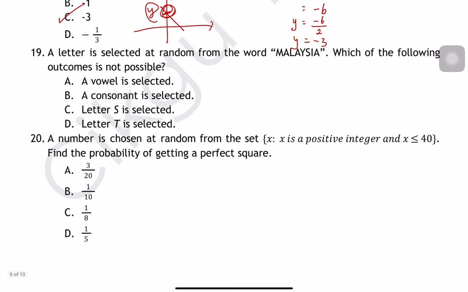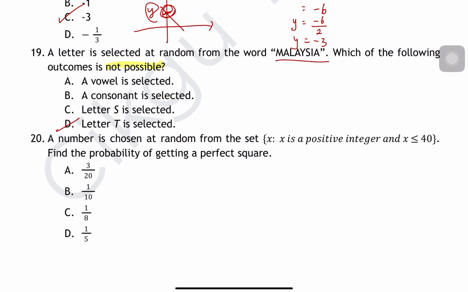Okay, for 19, a letter is selected at random from the word Malaysia. So you have all these alphabets inside your set. Which of the following outcomes is not possible? So this question is very direct to be answered. D is the answer. You can't find any letter T from the word Malaysia. So this is something which is not possible, or we call it an empty set, right? When we are talking about our set, this is called an empty set.